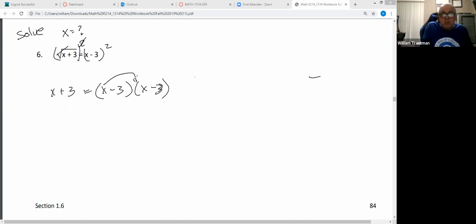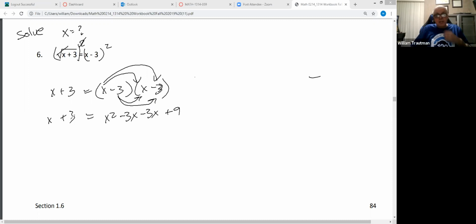Here I have to distribute. X times x is x squared. X times a negative 3, negative 3x. Negative 3 times x, negative 3x. Negative 3 times negative 3 is a positive 9. Okay, so that's what we're left with. We're solving for x. I'm just going through the solving steps.